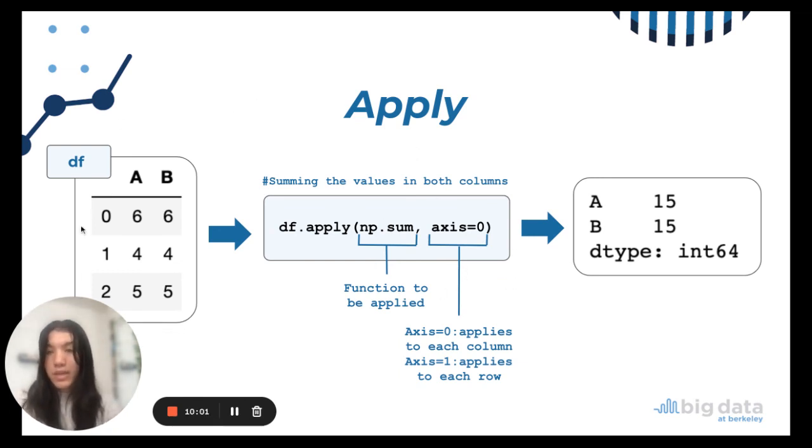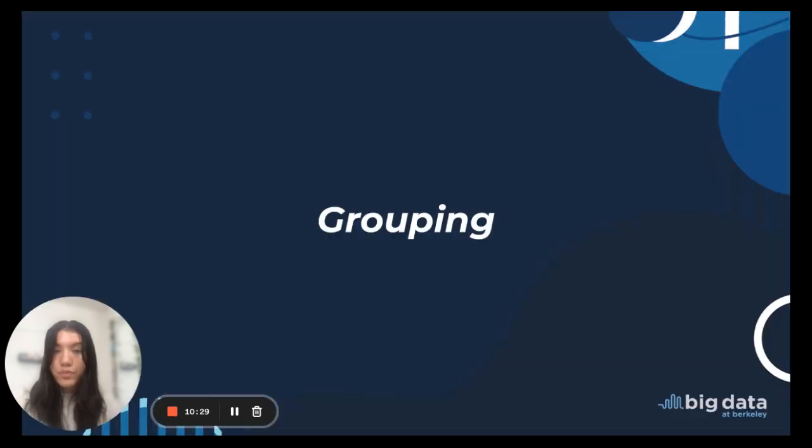We have our data frame here shown to the left with 2 columns, A and B, and our index values 0 to 2. Our sum function applies to each column. We apply the sum function to the A column first, so we add 6, 4, and 5. Then we apply it to the B column. So we add 6, 4, and 5, and this returns a series with the summations. Both of them sum to 15, so we have A 15 and B 15. Next, we'll talk about grouping.